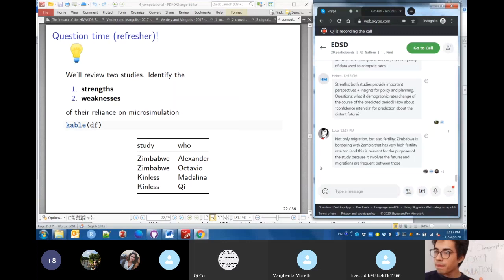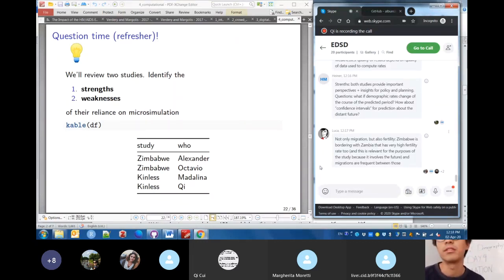As for the confidence intervals, one way of getting them is by running multiple simulations and then looking at the spread. I'm going to show something if there is time at the end. You run multiple simulations, then you get some spread of the data, and then you can compute confidence intervals. But we are going to start now with Alexander.